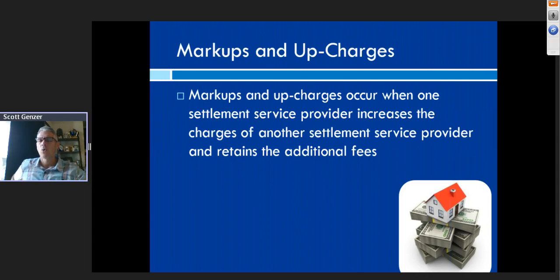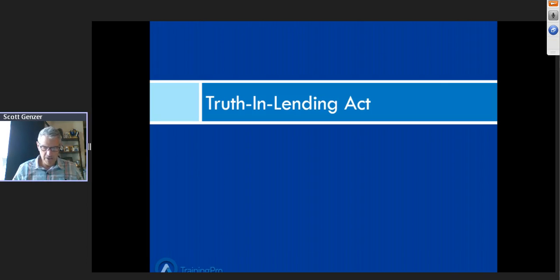That's a markup or a unilateral. Uni meaning one, right? Unicycle, unicorn. One way. Only one person's upcharging. The other person has nothing to do with it. Not a split, not a violation of those sections of RESPA. All right, so that's what we want to cover under RESPA.